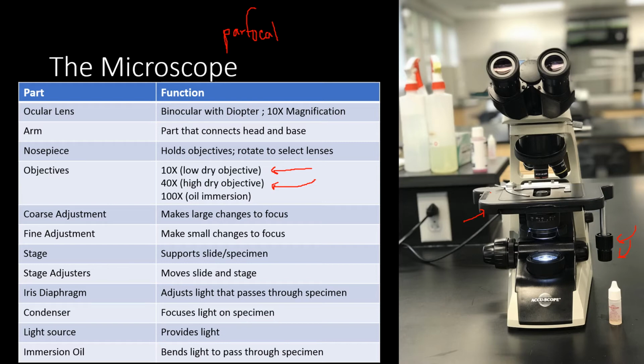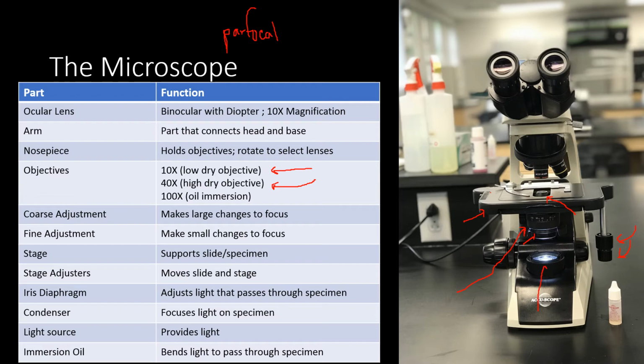The iris diaphragm and condenser sit just under the stage. Remember, the iris diaphragm is right here. There's like a little slider that you would slide from left to right, and it's going to adjust how much light is coming up into your specimen. The condenser lens is also in this apparatus. You can kind of see it here, part of it here. And what it does is it focuses light so that it goes through your specimen and you can see it.